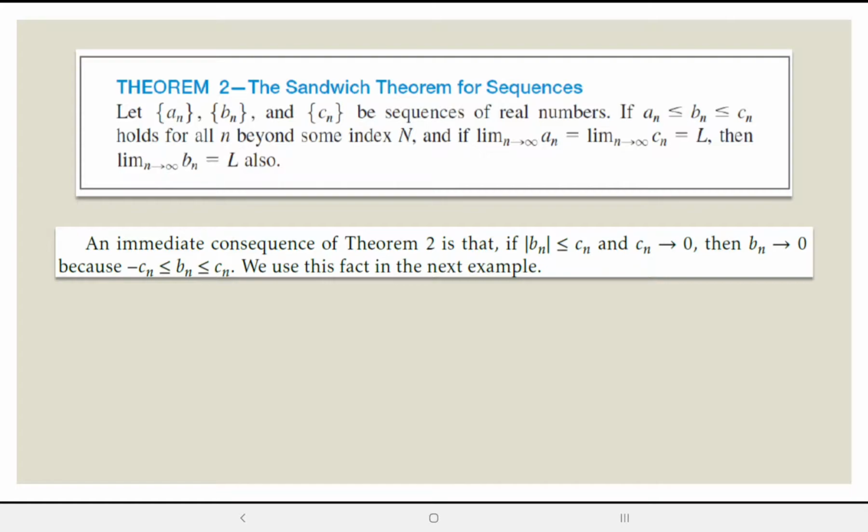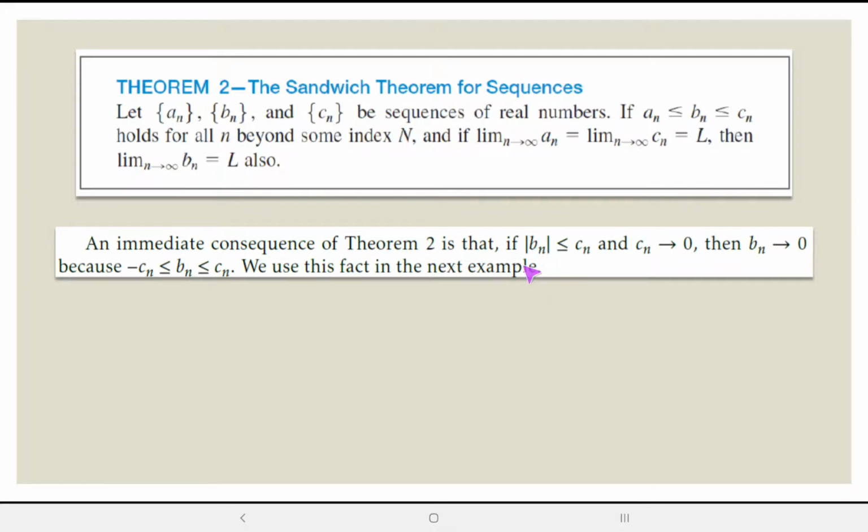Okay? Ito, familiar rin to, the sandwich theorem. Suppose we have 3 sequences, and kung meron tayong a sub n is less than or equal to b sub n less than or equal to c sub n, and si a sub n at saka si c sub n ay pareho ng limit, yun na rin yung limit ni b sub n. Kasi napagitnaan siya kaya nga siya tinawag na sandwich theorem. Okay? An immediate consequence, so base dito pwede nating masabi to.